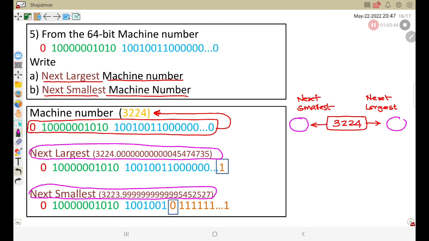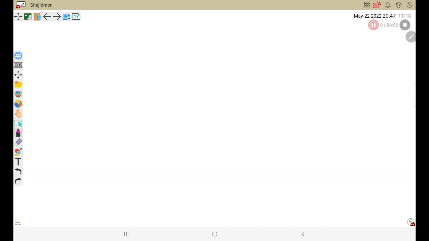3223.999999, like that. Okay, very small difference. So what we need to do in this question is write the next largest machine number in the machine format, that means the binary format. And the next smallest machine number also we need to write in the binary format. So I will tell you the idea first here.